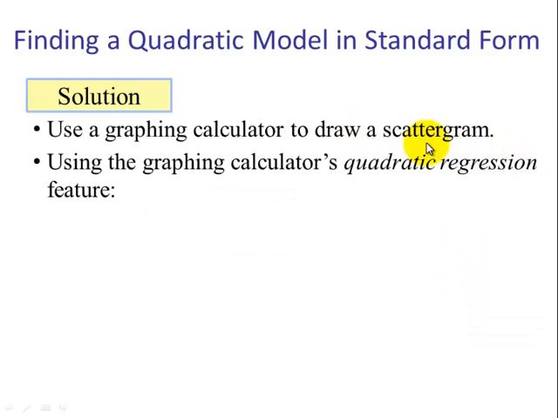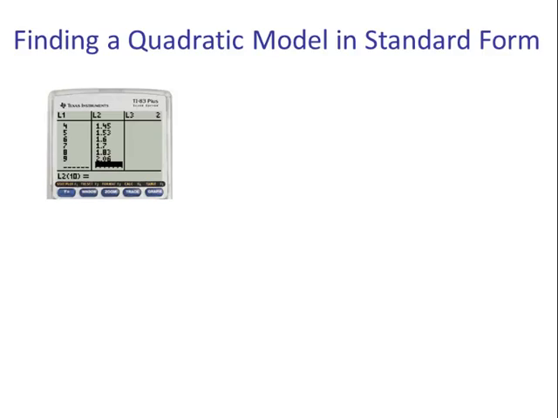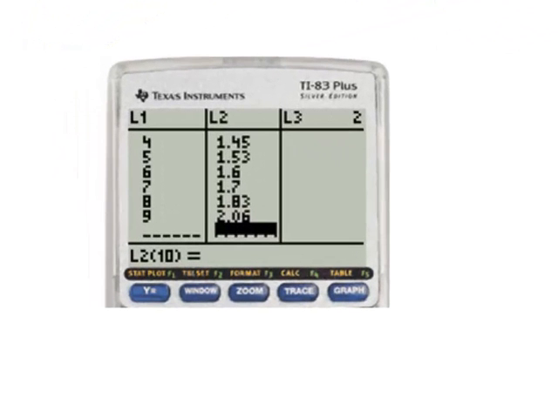Then we want to draw the scattergram or the scatter plot, and then we will use what's called the graphing calculator's quadratic regression feature. So t goes in list 1, house calls go in list 2.